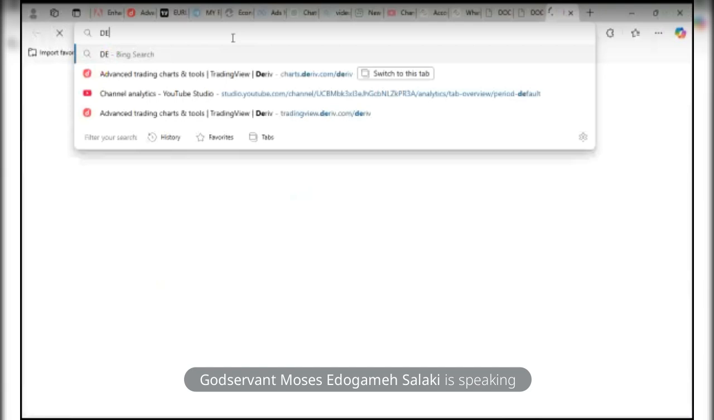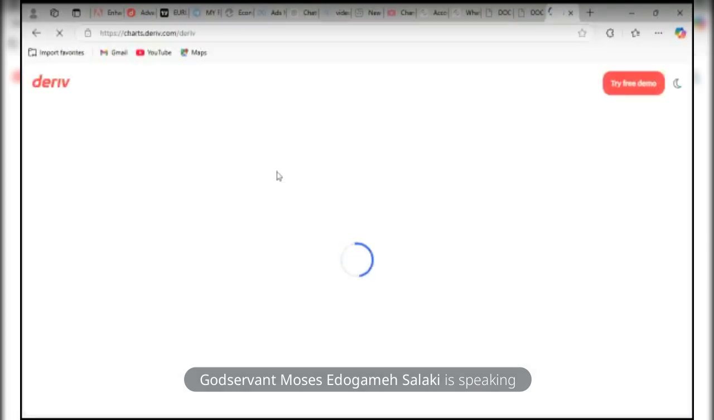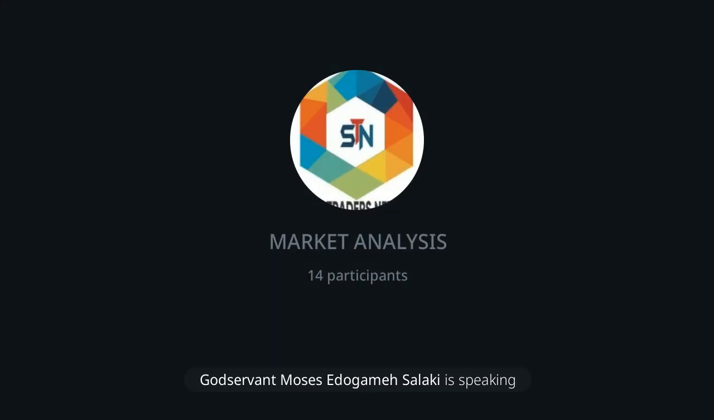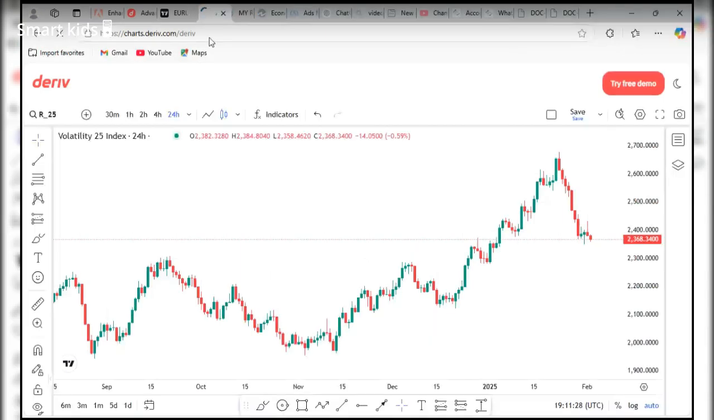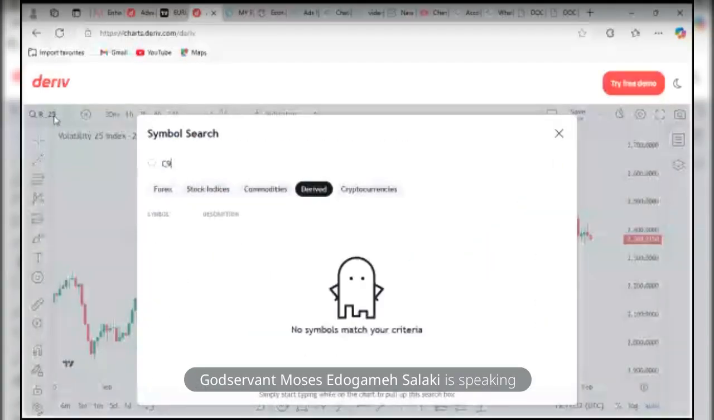Understand this concept. This is why we miss most of the trades that we intend to take. We wait for it for hours and then price is gone. Let me bring this close. Okay, so let me show you what I'm explaining. Crash 900.